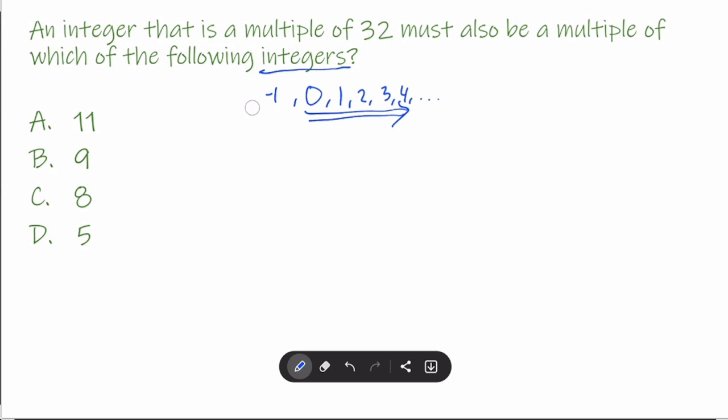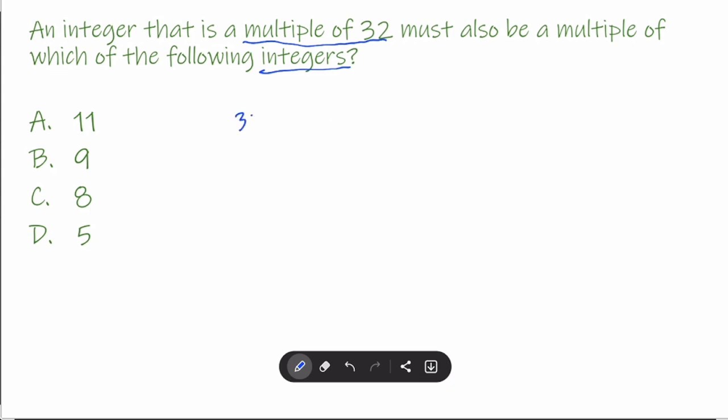So let's look at the choices. It says that A is 11, B is 9, C is 8, and D is 5. So let's try to comprehend the problem. It says that an integer that is a multiple of 32 must also be a multiple of which of the choices. So what are those multiples of 32?